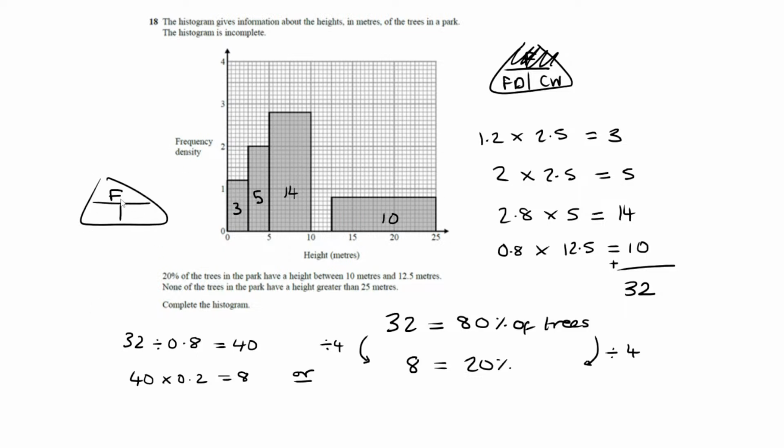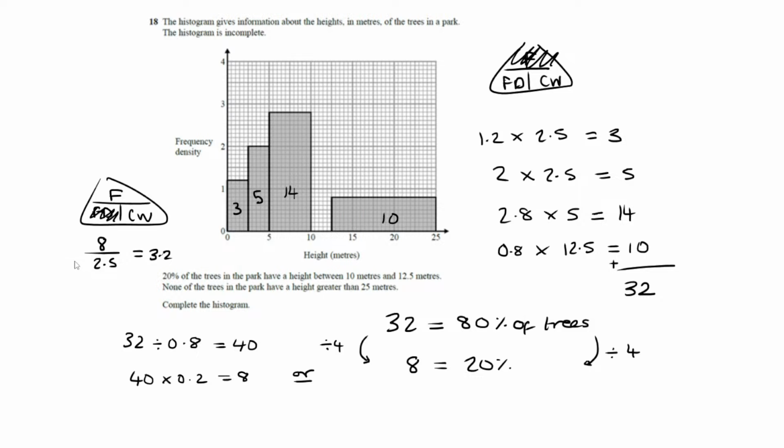So again, my formula triangle, to find the frequency density, because I know the class width is 2.5 and I know the frequency is 8. I'm missing the frequency density. So that would be 8 divided by 2.5. What does that give me? 3.2.